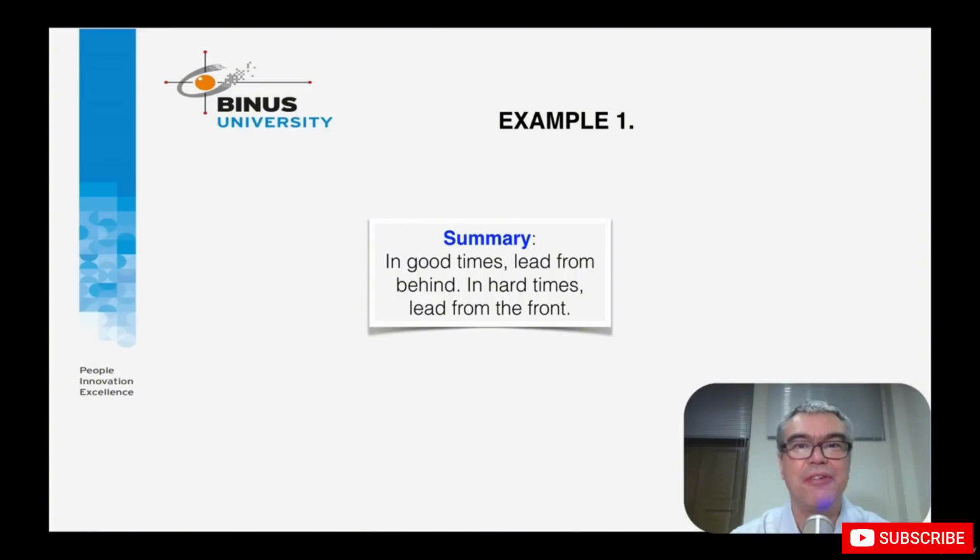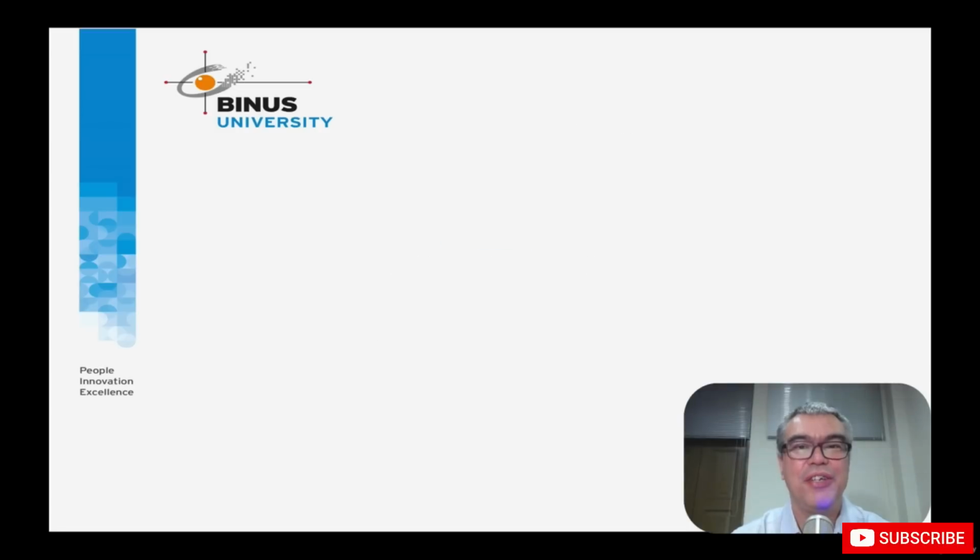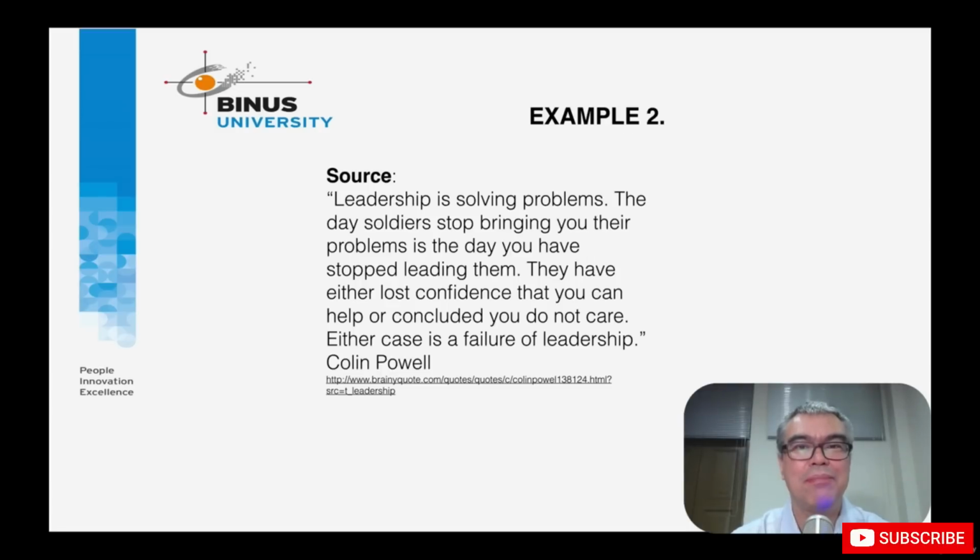So the summary for example number 1 looks like this. In good times, lead from behind. In hard times, lead from the front. And you can see that I have used different vocabulary, and I have changed the grammar, and I have made the sentences a lot simpler. Let's look at example number 2 now.